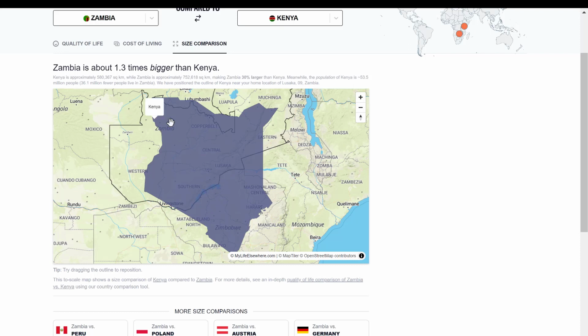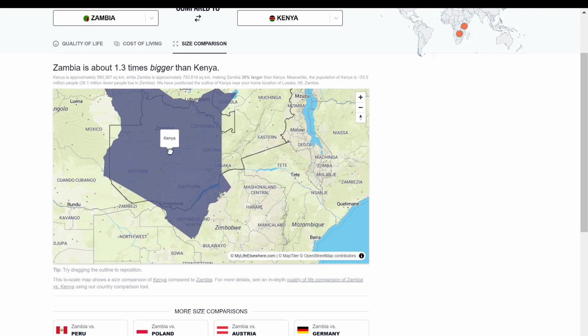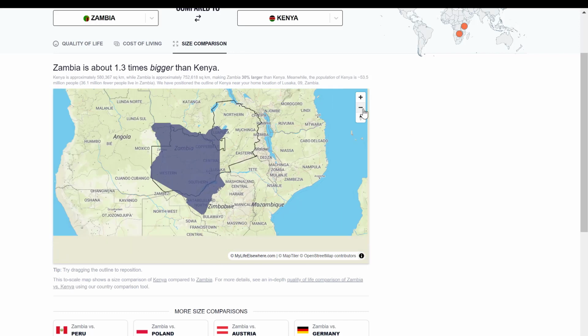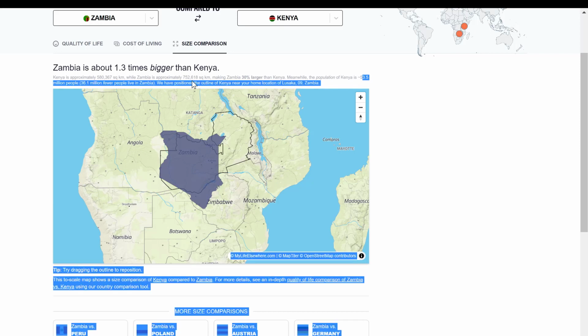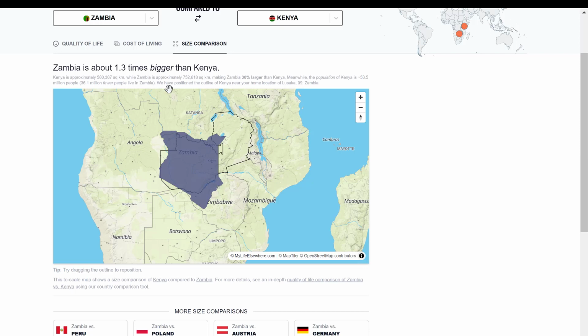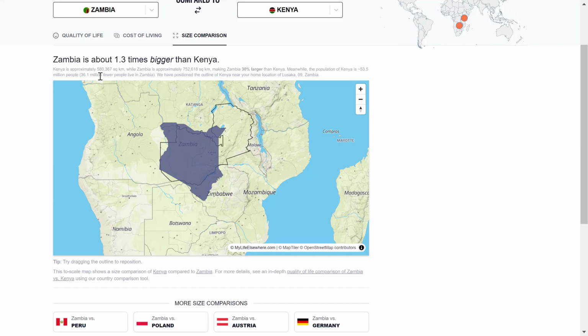But anyways, you can compare the countries, move them around, and see some comparisons in size. So Zambia is about 1.3 times bigger than Kenya. You're able to compare the population too, and it gives you the size of Kenya compared to the size of Zambia. So Zambia is about 30% larger than Kenya. Kenya has a population of 53.5 million people, and Zambia has a population which is 36.1 million people fewer than Kenya. So comparing size, yes, Zambia is bigger.